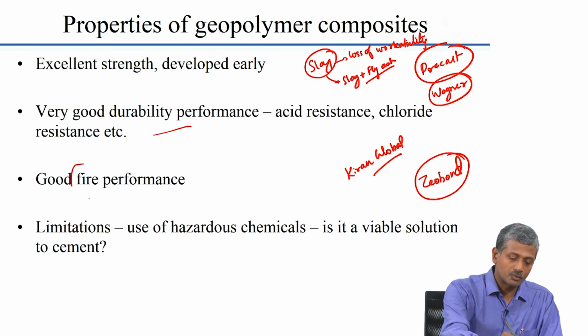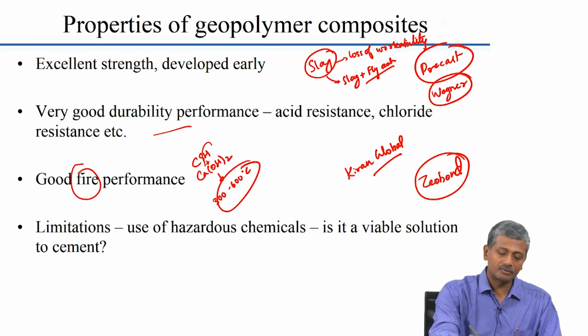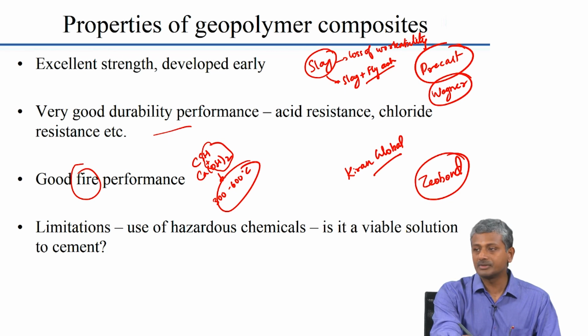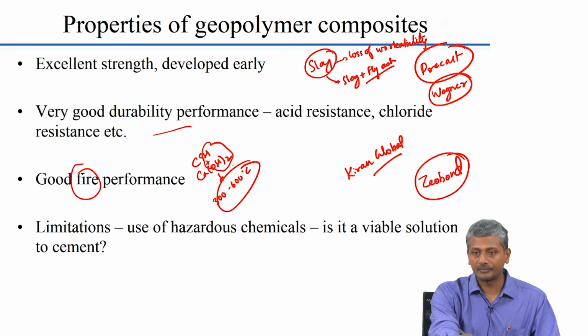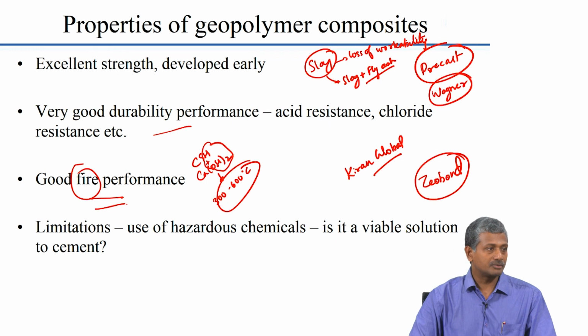And the fire performance is also very good, once again because you do not have any lime. This calcium hydroxide is what causes a major drop in the performance of cement concrete, or CSH plus calcium hydroxide. Between temperatures of 300 to 600 degrees Celsius, you have a complete loss of the water from these systems, and because of that your cement paste or cement based systems can lose their strength quite rapidly. In the case of geopolymer, you can expect that there is no such hydrated product present.